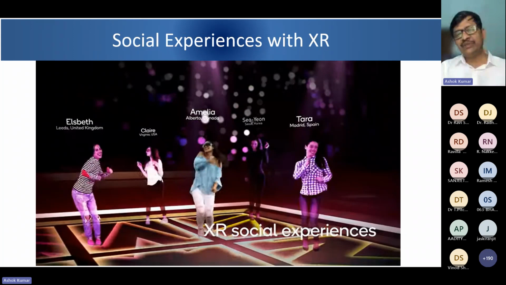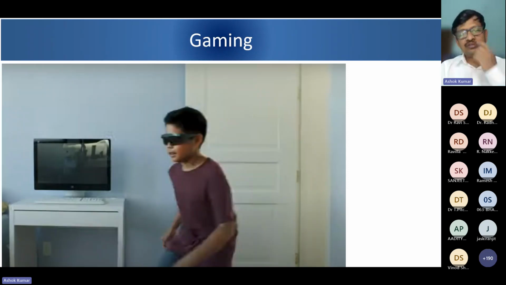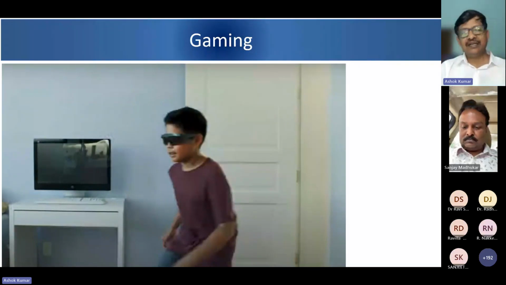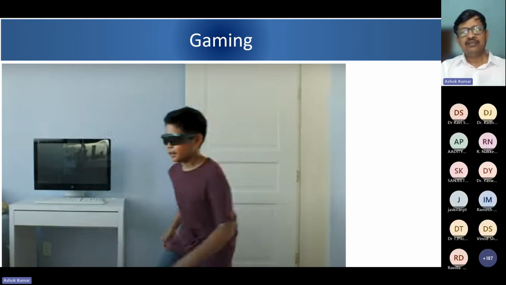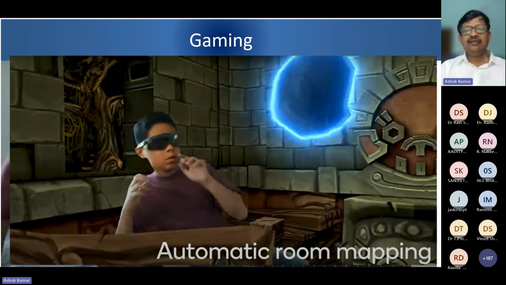Similarly, for social experience, many of your friends will appear to be dancing and enjoying with you in an environment. Let me give you one example. Suppose this boy is wearing this particular headset having 7-8 concurrent cameras. Those cameras are mapping the entire area where the boy is, his home, and that mapping data is going to the edge server. And on the edge server, what is being projected to his eyes is like a fort.